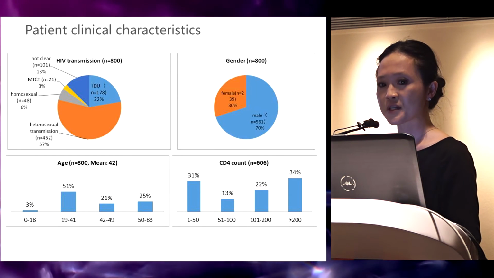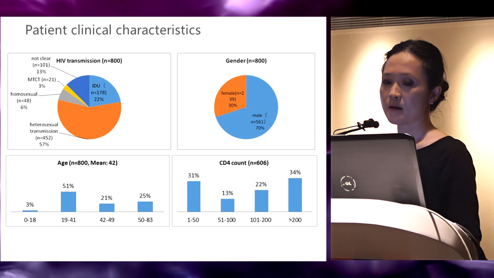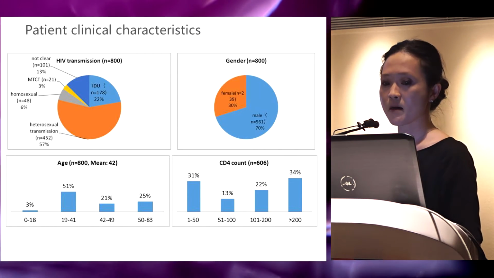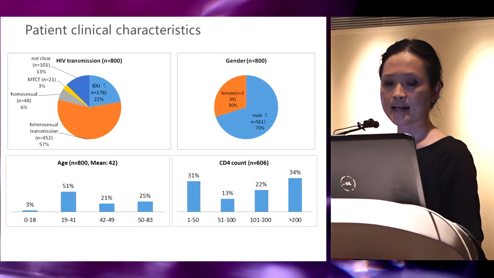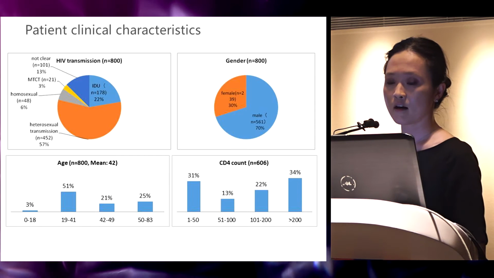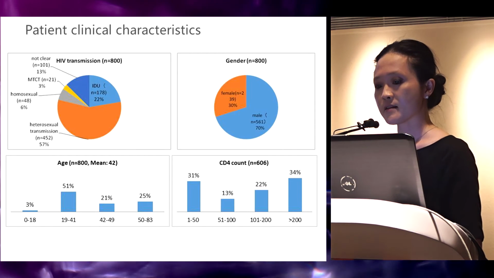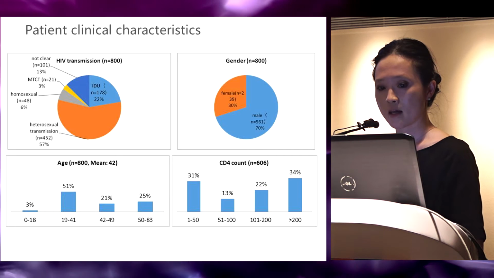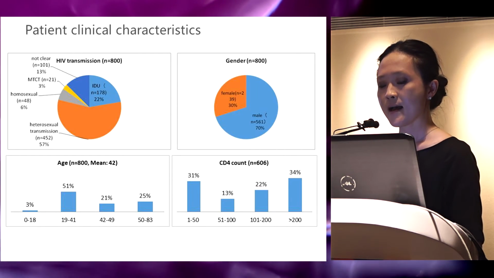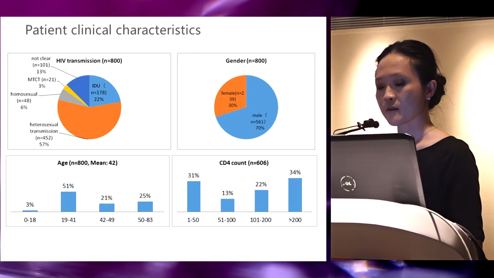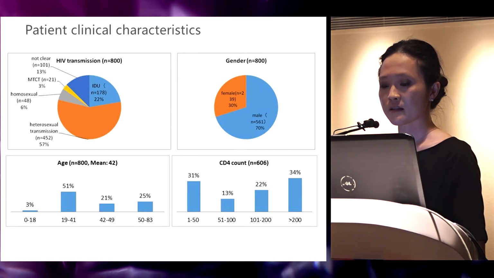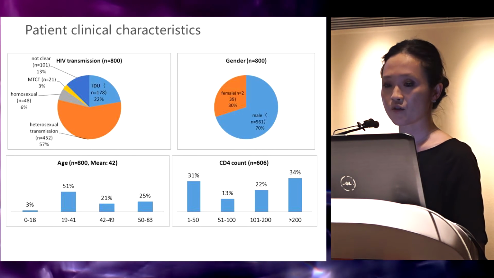So here's what we found. Patient clinical characteristics. The total number of patients who were tested using this multi-method approach was 800. As you can see, 57% heterosexual transmission in the upper left graph. The gender split is on the upper right with 70% male. The mean age was 42. You can see the distribution there. And the CD4 count for 606 of the patients was bimodal in distribution, as you can see. 31% less than 50 and 34% greater than 200.